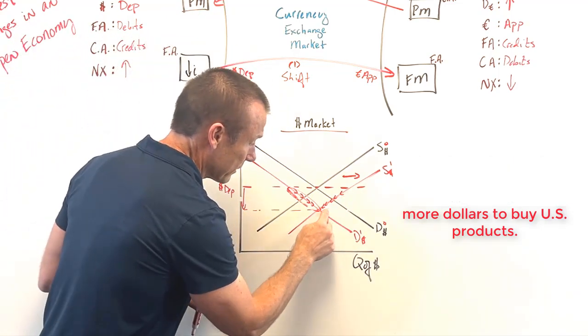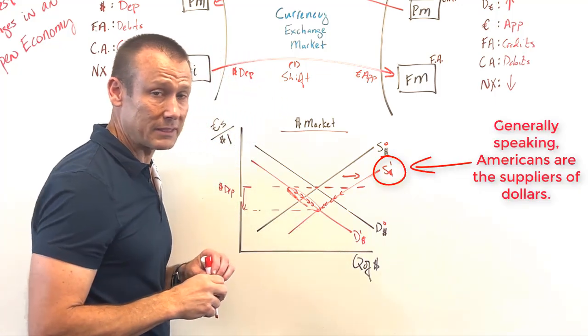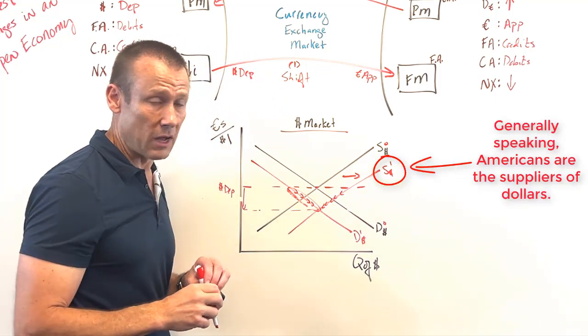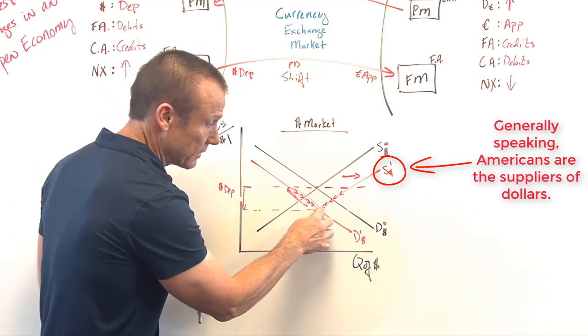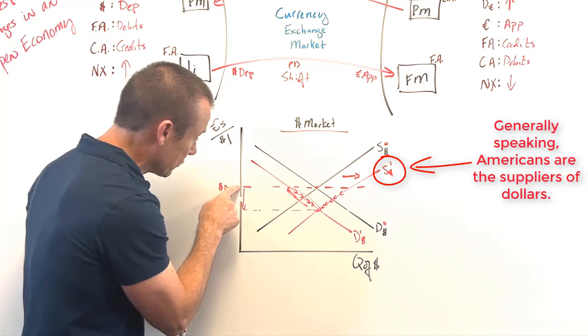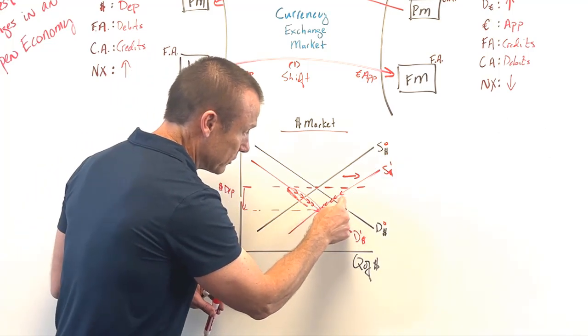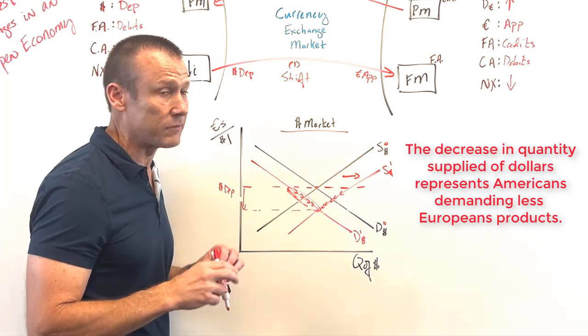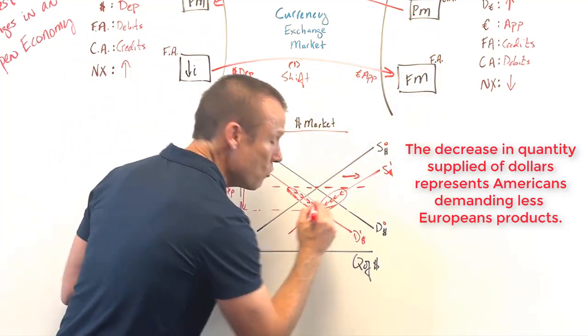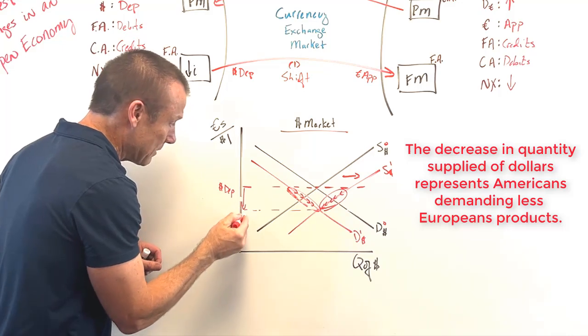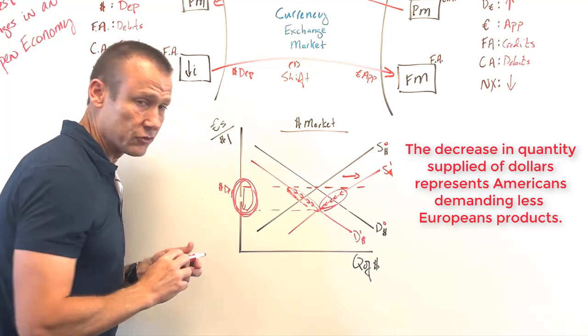Now here's Americans decreasing the quantity supplied of dollars. And why are they decreasing it? Again, this is not the response to the interest rate. This is the response to the currency change, right? So they're decreasing the quantity supplied of dollars. Why? Because this stuff is more expensive. The movements, again, are happening because of what's happening to the exchange rate, okay?